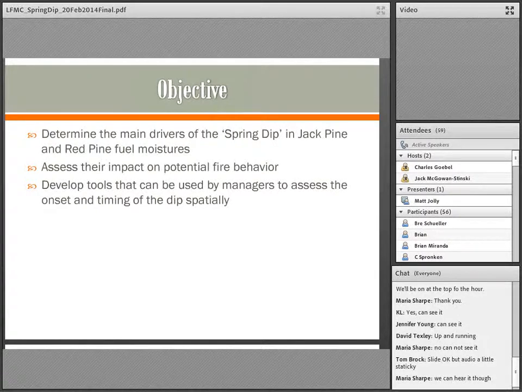Basically, the objective of the study was, as I said before, to assess the main drivers of the spring dip in red pine and jack pine fuel moisture. But ultimately, understanding the drivers themselves isn't as useful to fire managers. What we want to do is really understand how those fuel changes are affecting potential fire behavior, with the ultimate goal of developing tools that managers can use to assess the onset and timing of the dip, but also to monitor conditions throughout time and better interpret what they're already doing for fuel moisture monitoring.